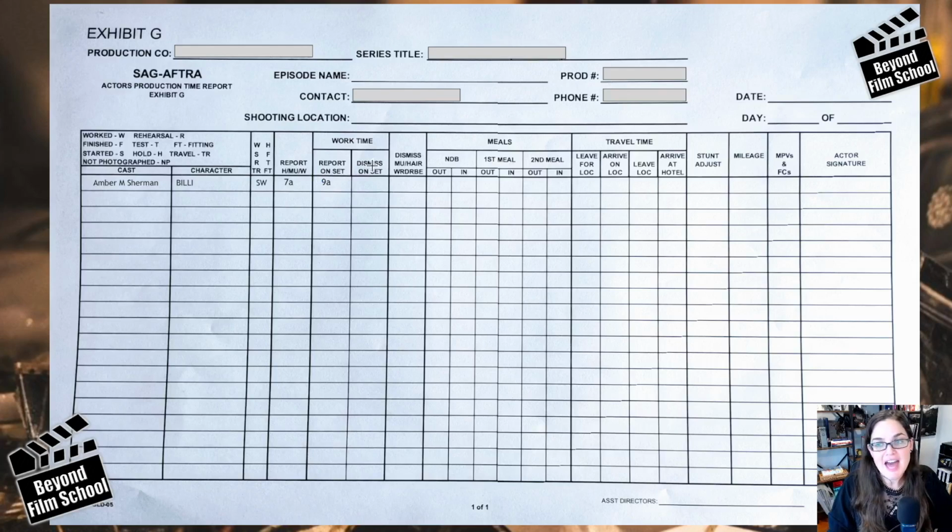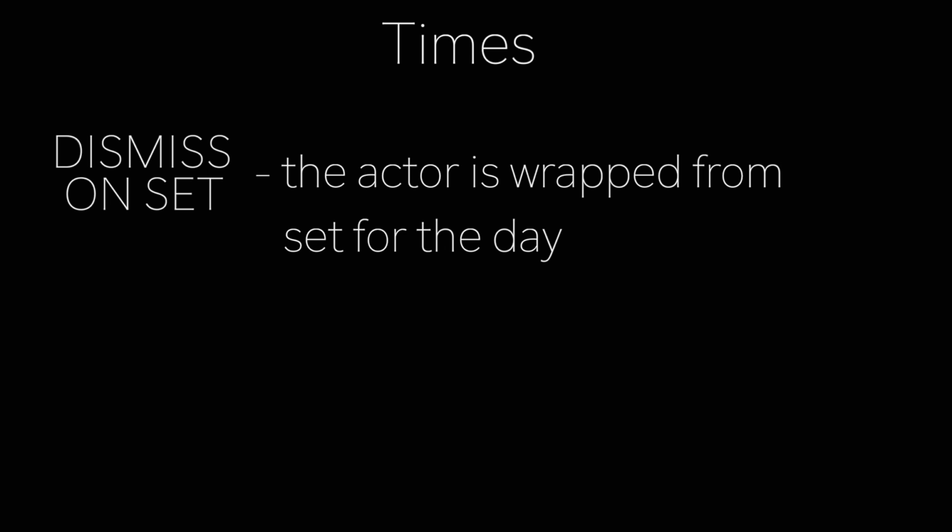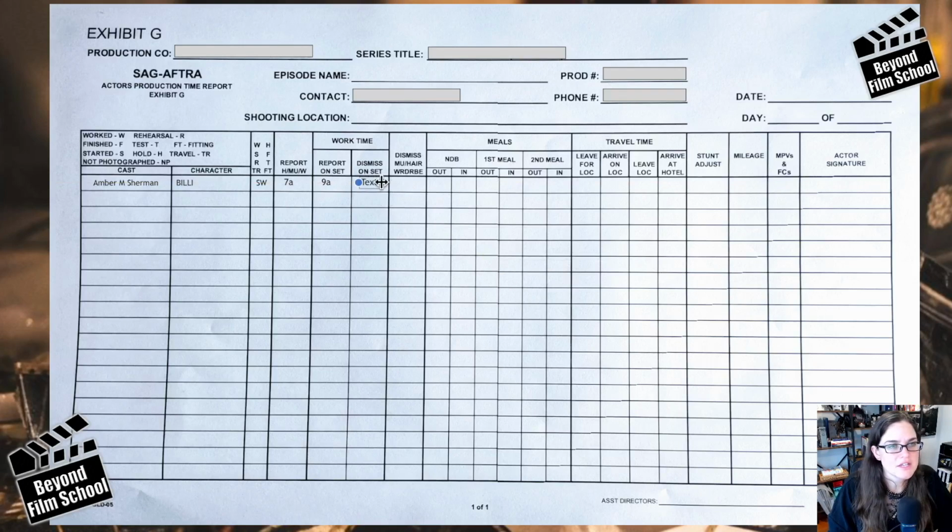Dismissed from set. That is when the first AD will say, okay, so-and-so, Amber is wrapped for the day. And let's just say I was on set for like 5 or 6 hours. So at 2 p.m. I was dismissed from set.